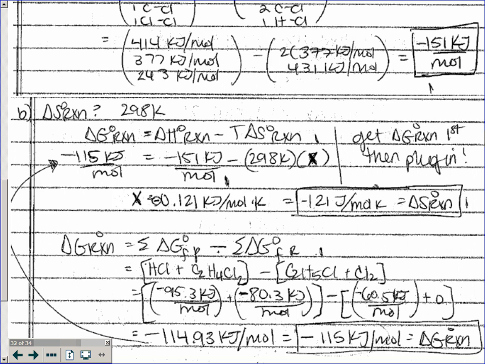A lot of people make stupid algebra mistakes on stuff like this, which is a shame. And then your total change in entropy is a negative 121 joules per mole K, because I converted it from the kilojoule sense. A lot of times you'll still see delta S as joules. Okay?